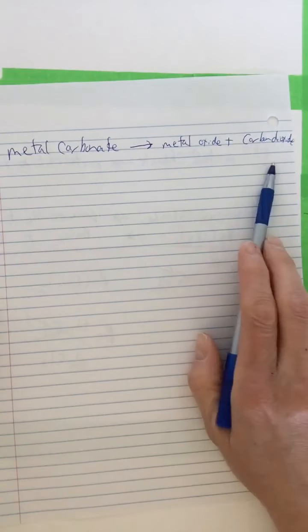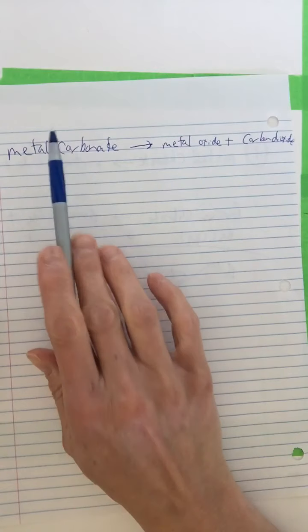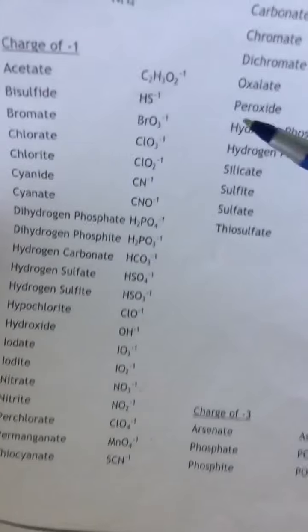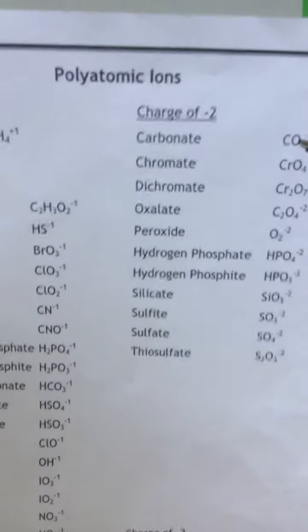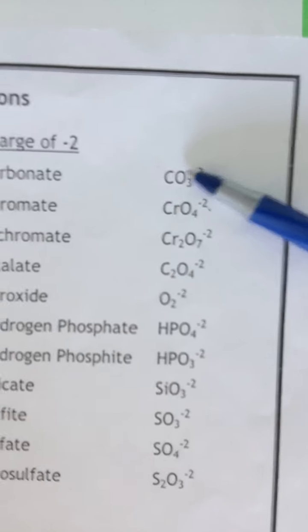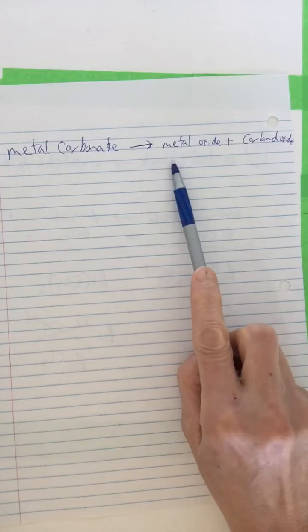That's the rule I would have made you study. If you have a metal and a carbonate, any metal, it doesn't matter the metal, do you guys know what carbonate is? You'll see it right here on the sheet. Carbonate, can you see it? It's right here at the top. CO3 -2, carbonate. Any metal with a carbonate is going to give us the metal oxide plus carbon dioxide.